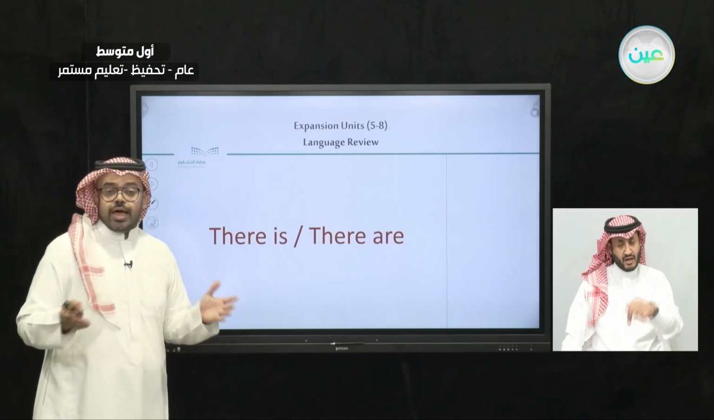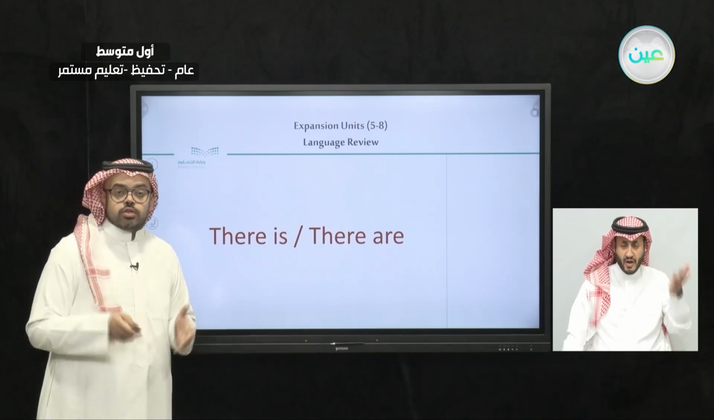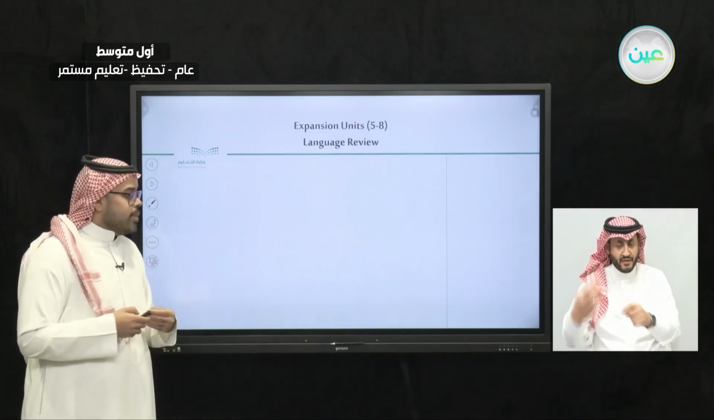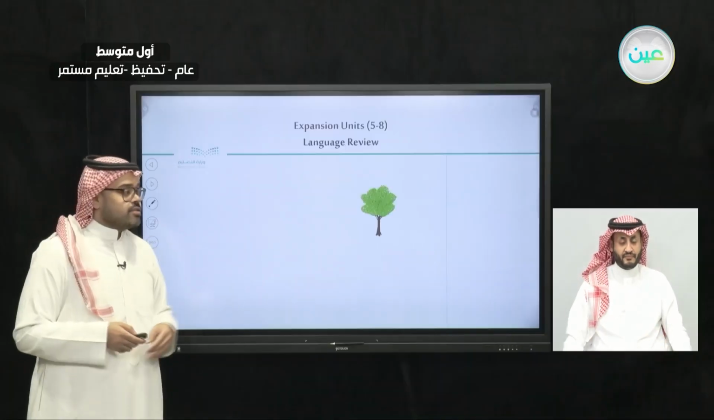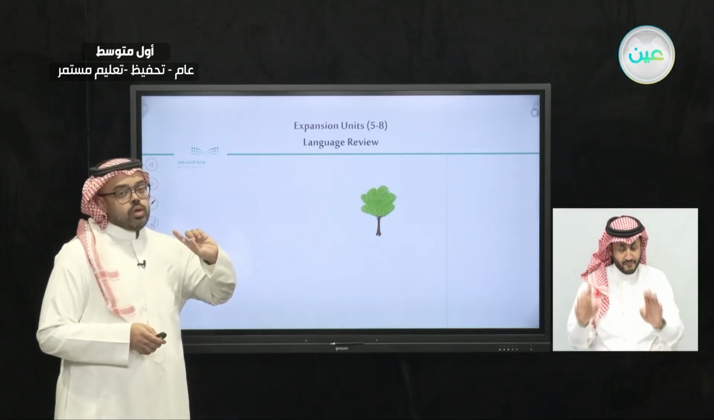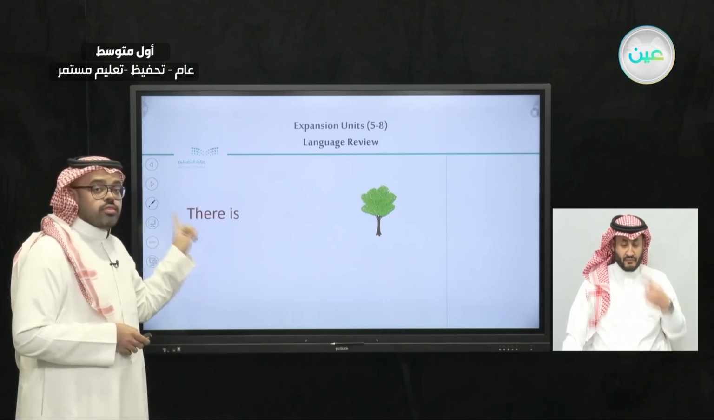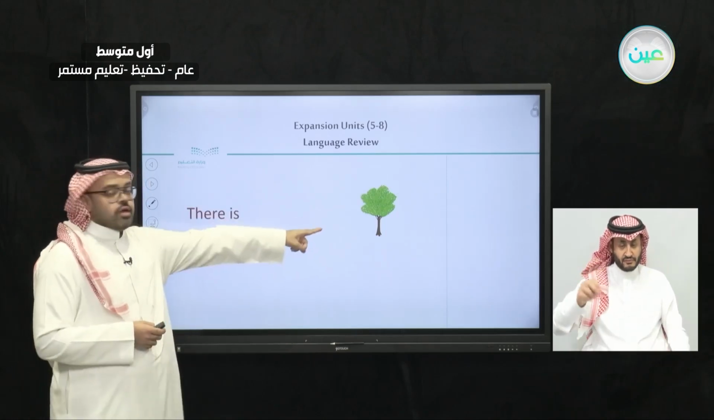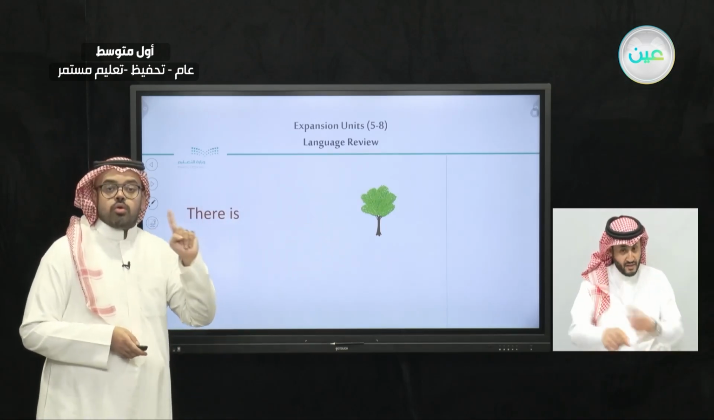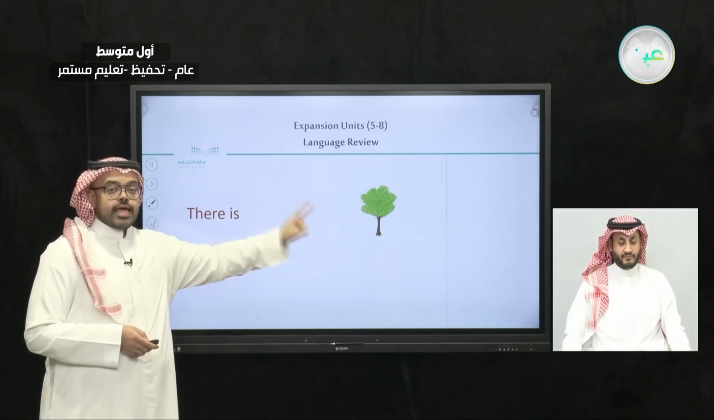Now, today we will remind ourselves of an important rule that we have learned in Unit 5, which is there is and there are. And we said that if we want to talk about something or point at something, if it's singular, if we have only one thing, or if we are pointing at one person or one thing, we would use there is. For example, there is a tree. Here we can see only one tree. So since it is one, we say there is a tree.